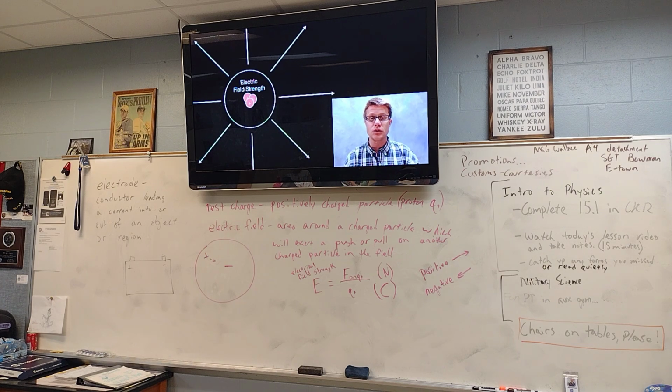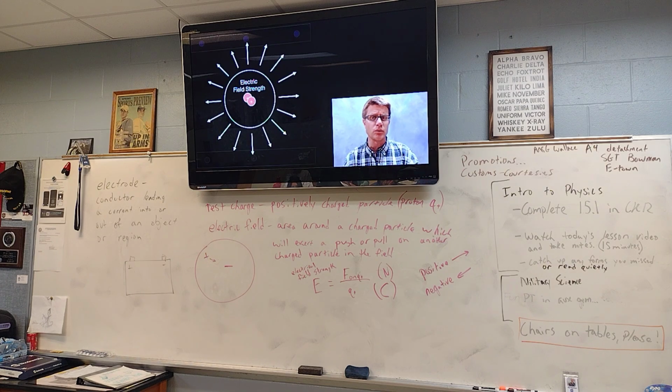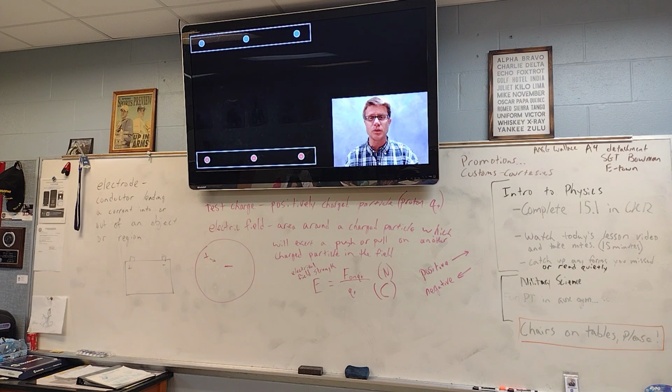And if I add another charge, what happens? Again, we're increasing the electric field strength. It's getting larger. And sometimes it's unwieldy to just increase the size of those. So instead, as we add more charges, we just add more arrows. And this will be important when we're looking at, for example, two charged plates.